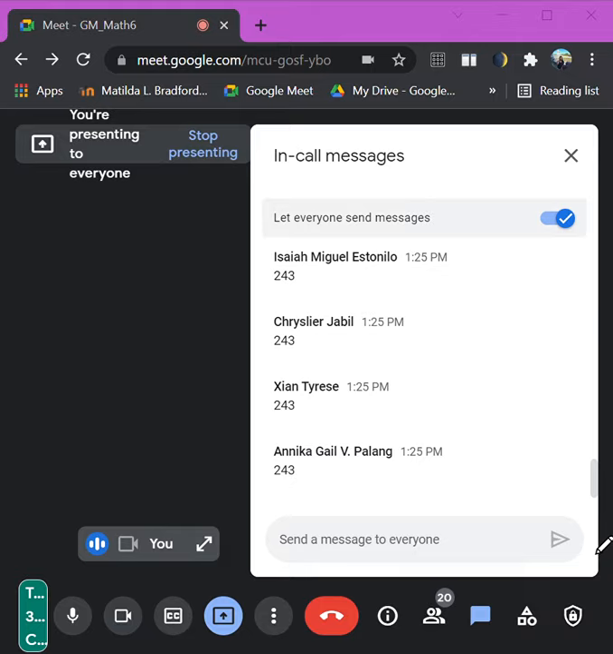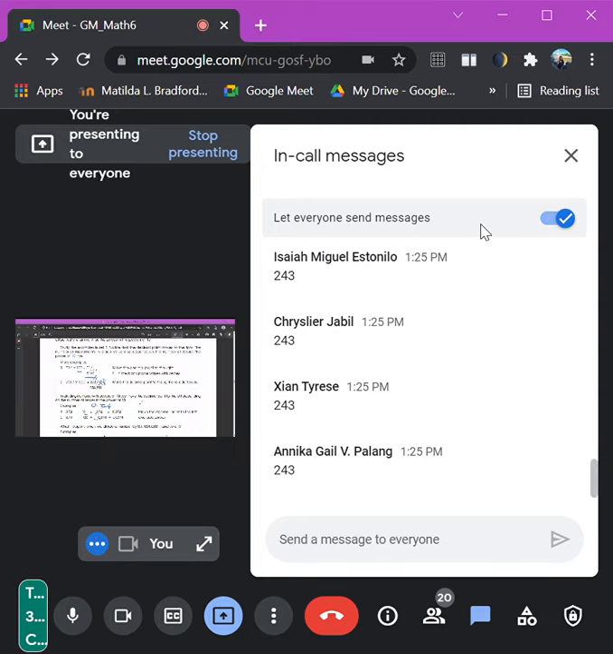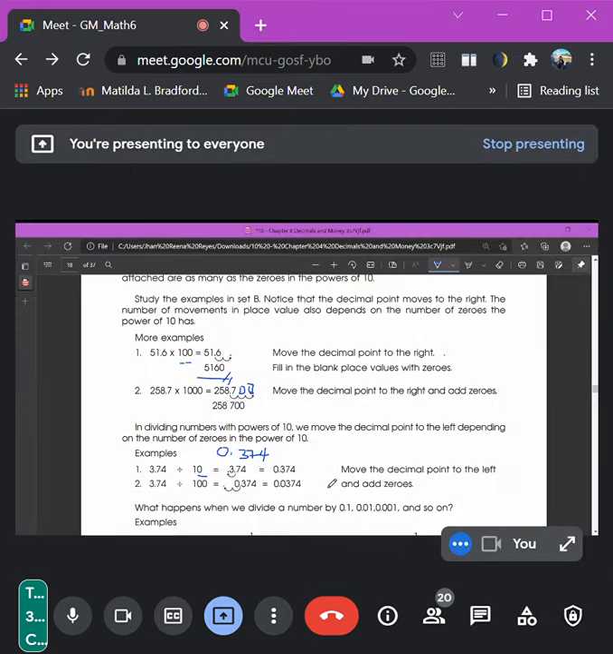Okay, so next one, we have 3.74 divided by 100. There are two zeros, so the decimal moves two places to the left. So, 1, 2. So, that is equivalent to 0.0374. Okay, remember? Multiplication to the right, division to the left. Okay, questions so far?